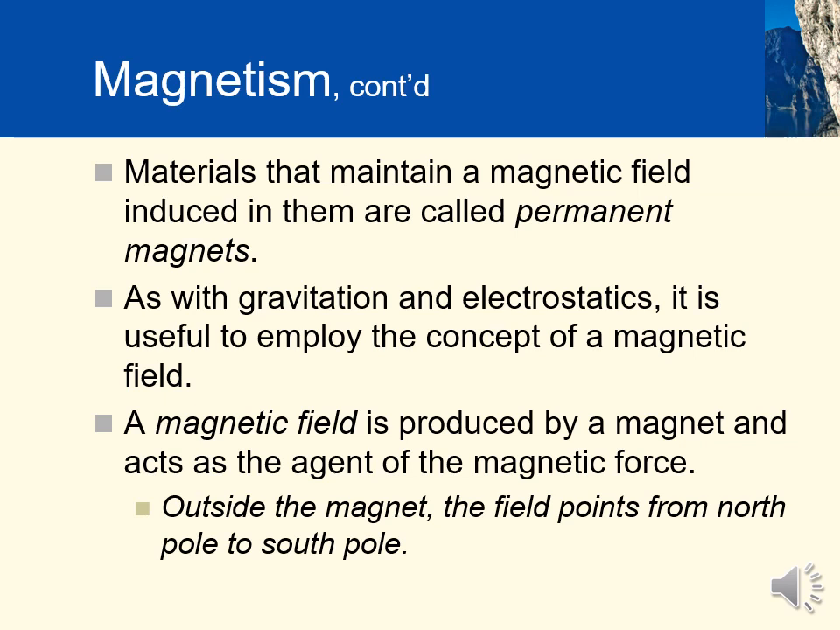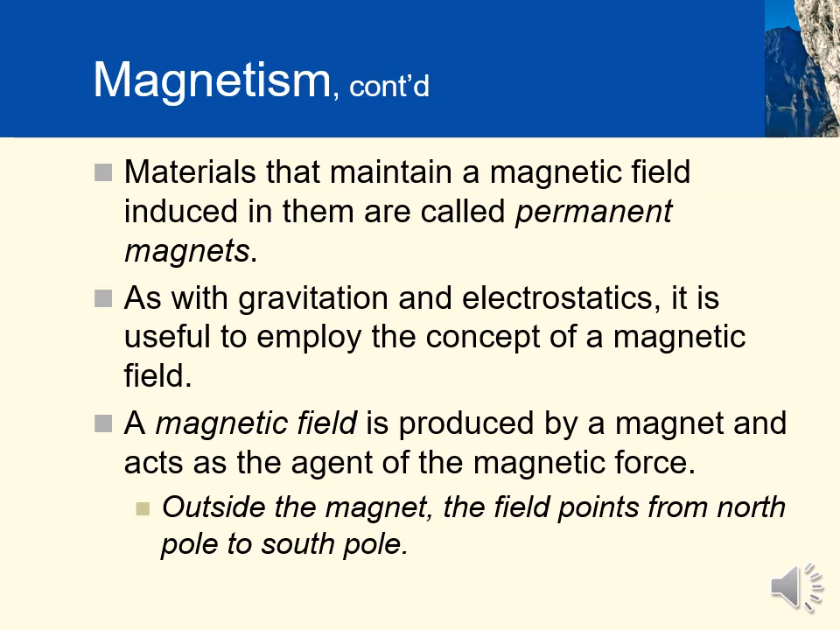However, other materials can maintain the magnetic field induced inside them. Such materials are called permanent magnets. Now we'll talk about the magnetic field, as we talked before about the gravitational field and electric field. The magnetic field in general is the area around a magnet that can exert a force on any magnetic material that lies very close to that area.